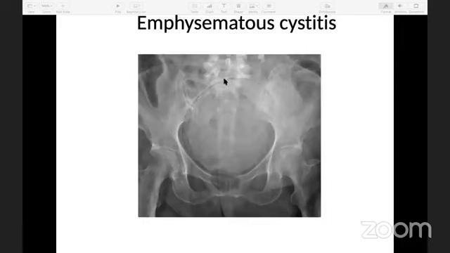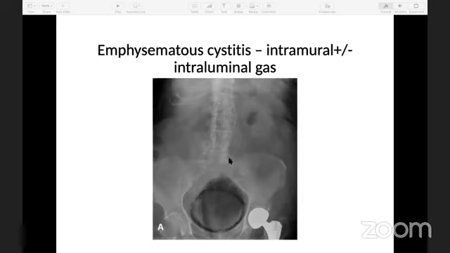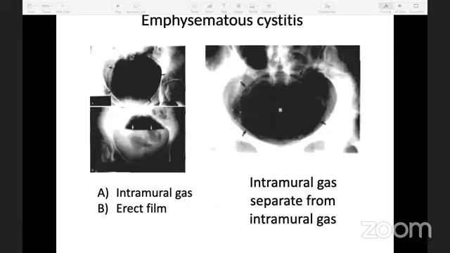Intramural gas in bladder wall in a case of emphysematous cystitis. In emphysematous cystitis, there can be a combination of intramural and intraluminal gas. Intramural and intraluminal gas in emphysematous cystitis may be present alone or in combination.